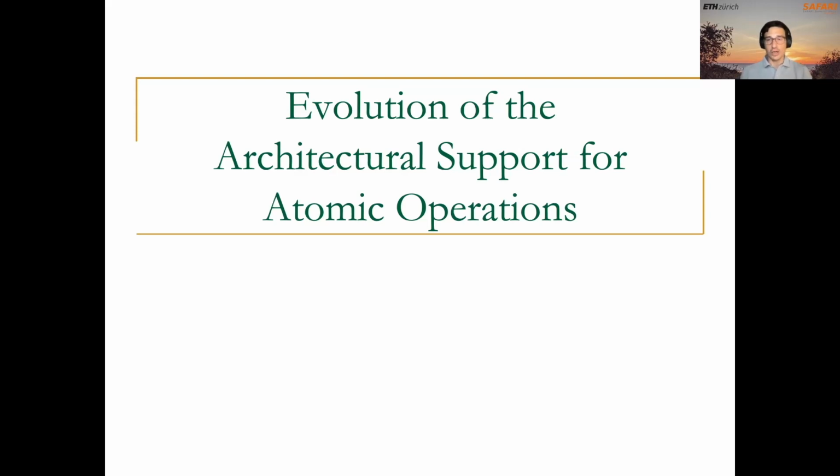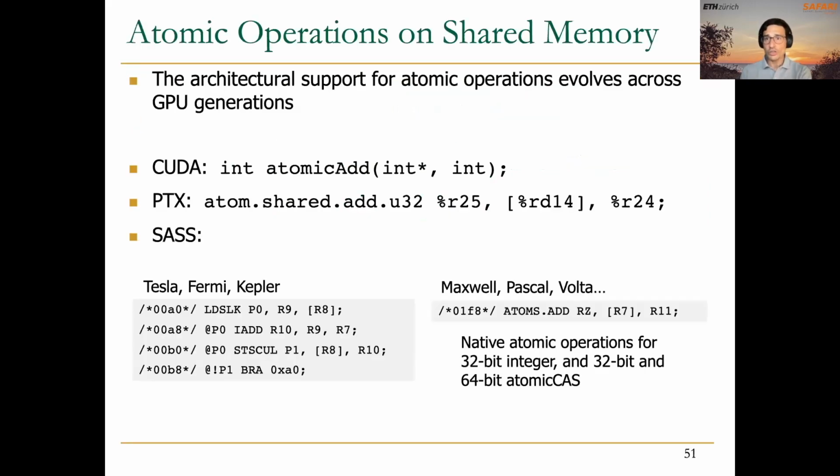And because of that, the hardware and the architectural support for atomic operations has evolved in a very interesting way from the very beginning of the GPU computing era. And we are going to spend a few slides talking about this evolution of the architectural support for atomic operations. We are actually going to start with shared memory. Remember that atomic operations are possible in global memory and in shared memory. Let's start with the atomic operations in shared memory. You're already familiar with this. This is the syntax in CUDA. This is the corresponding instruction in PTX, this intermediate representation, and then in the SASS or assembly code, depending on the architecture, we may have different instructions or different combinations of instructions to execute the same operation, in this case, an atomic operation.